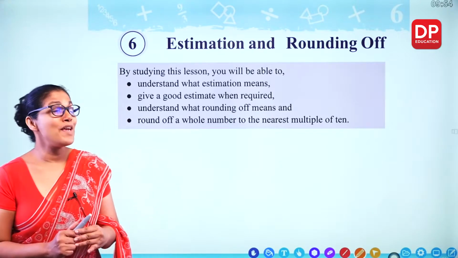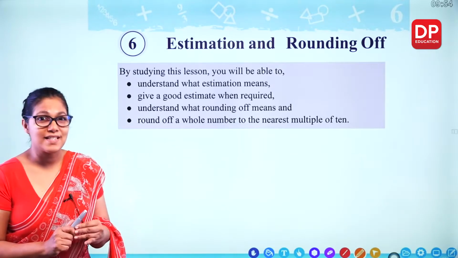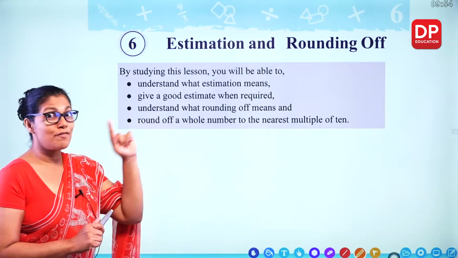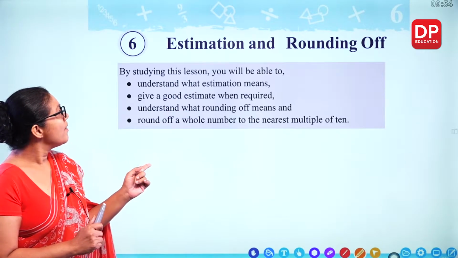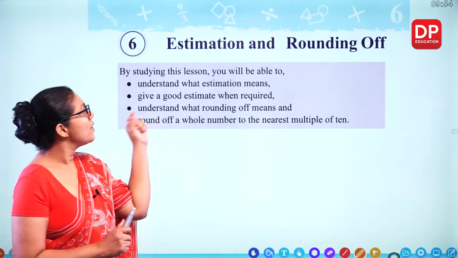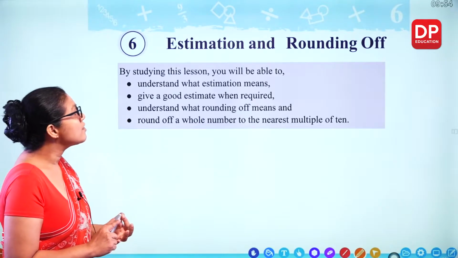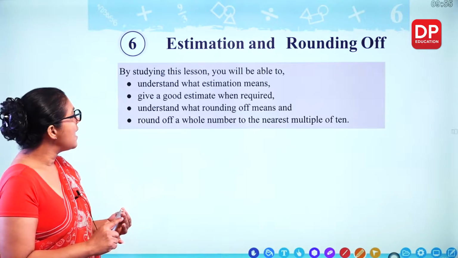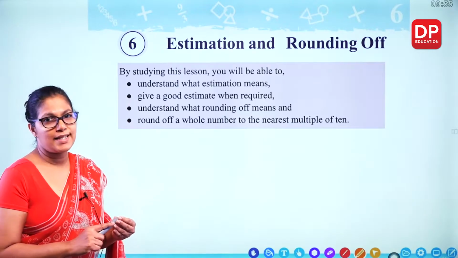Children, today also I'm here to teach you another new lesson. That's chapter 6 in your textbook, estimation and rounding off. These are not familiar for you, those are new terms. So in this lesson, we are understanding what estimation means, giving a good estimate when required, understanding what rounding off means, and rounding off a whole number to the nearest multiple of 10.